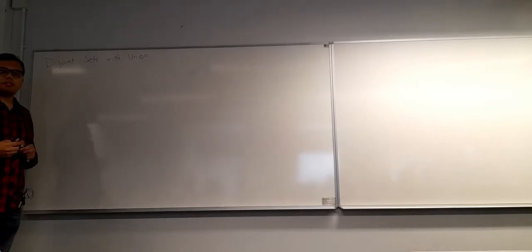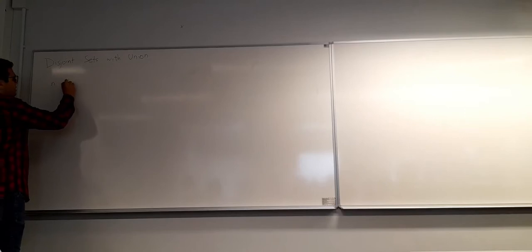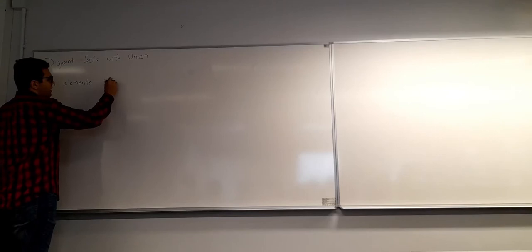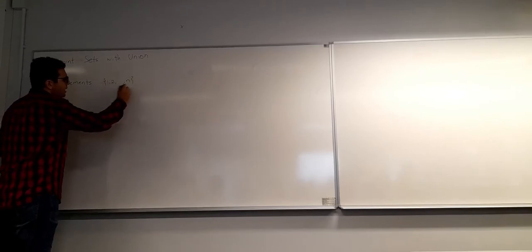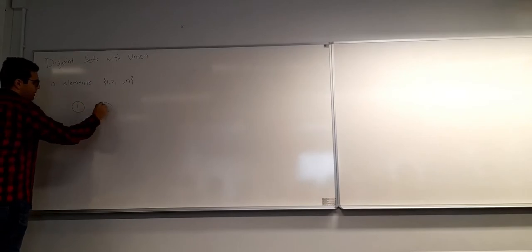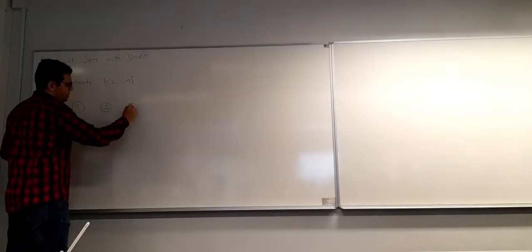Okay, so the problem that we have is a very simple one, and you might have seen this many times before. We have a set of n elements, and I'm going to call them just 1 to n. They are in a bunch of sets. Initially, each element is in its own set. So I have one set for element 1, one set for element 2, and so on, all the way to n.